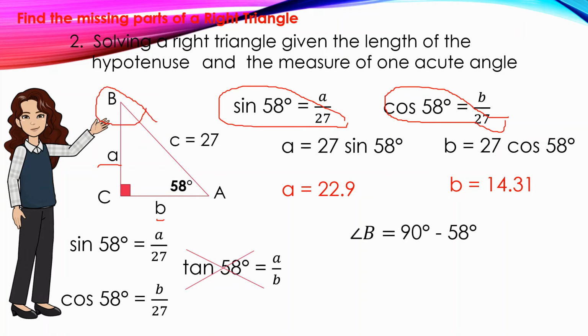So you're going to subtract from 90. So 90 degrees minus 58 degrees. So our angle B is 32 degrees. So this will be 32 degrees. Okay. So we have three answers: side A, side B, and the angle B. So those are the missing parts of a right triangle in number 2.